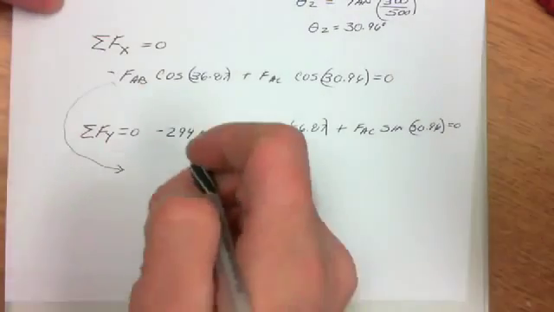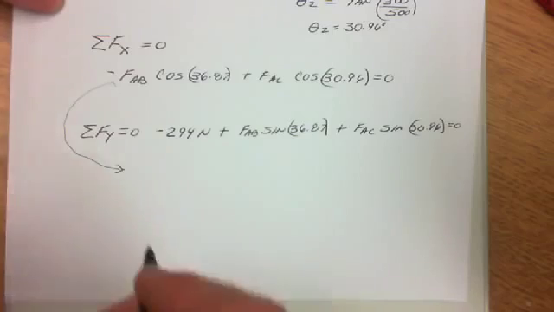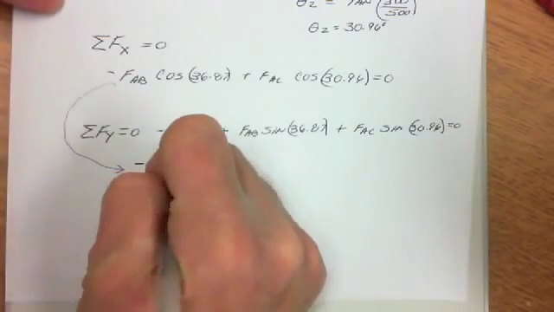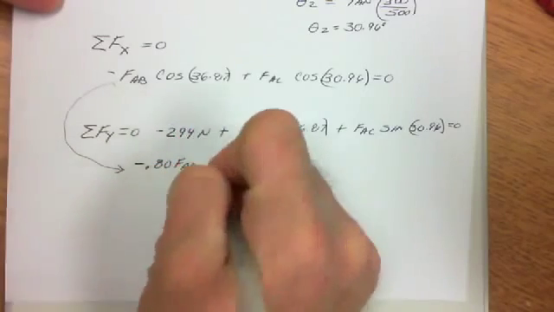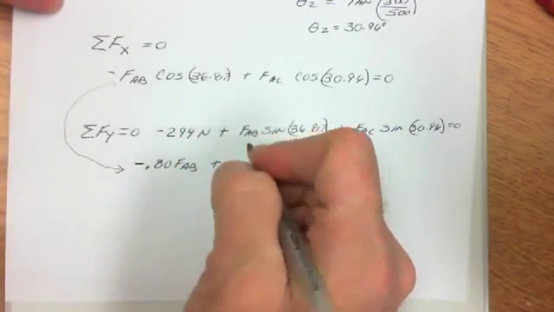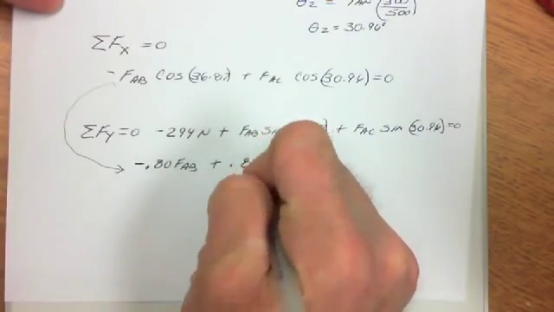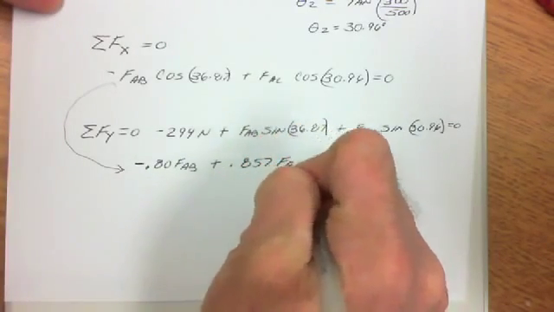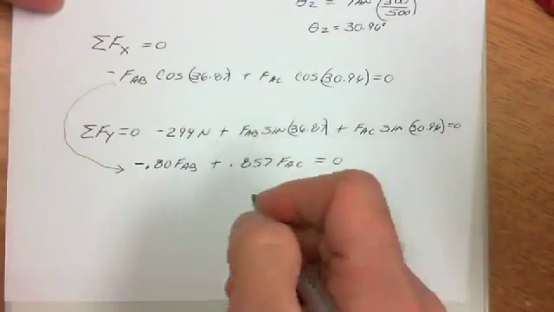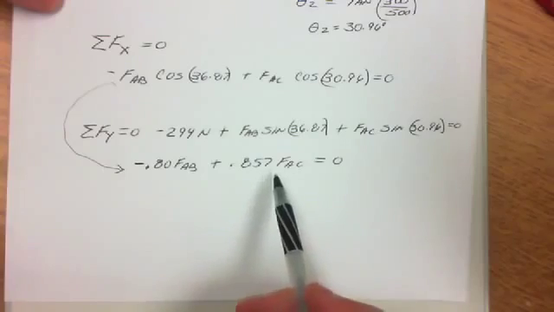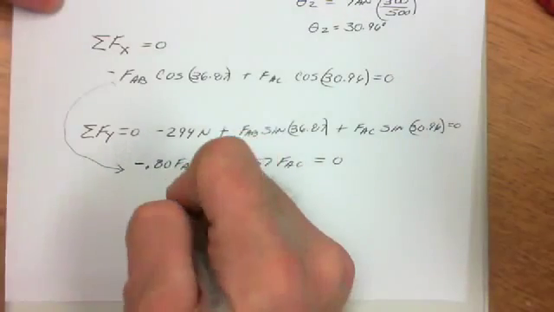If I take the cosine of 36.87, I think you're going to find out that it is 0.8. So I'm going to write that as negative 0.80 FAB plus the cosine of 30.96, which is 0.857, FAC is equal to 0. Again, what you're going to do is move this to the other side and then divide both sides by 0.857. I'll go ahead and write that out.